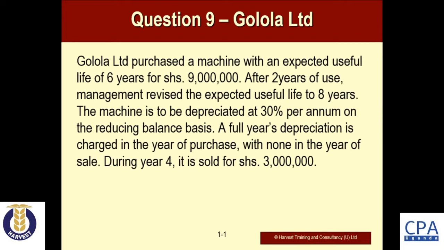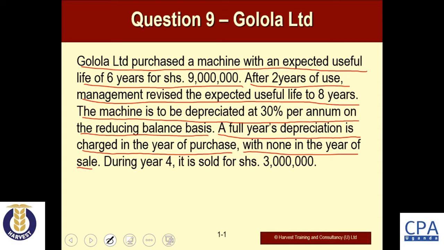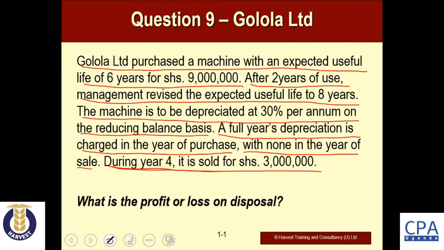Of course, the question went that Gorilla Limited purchased a machine with an expected useful life of 6 years for 9 million. After 2 years of use, management revised the expected useful life to 8 years. The machine is to be depreciated at a rate of 30% per annum on reducing balance basis. A full year's depreciation is charged in the year of purchase with none in the year of sale. During year 4, it is sold for 3 million shillings. And in the mock question, we were required to compute the profit or loss on disposal.